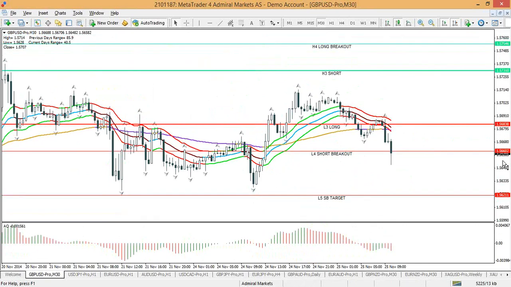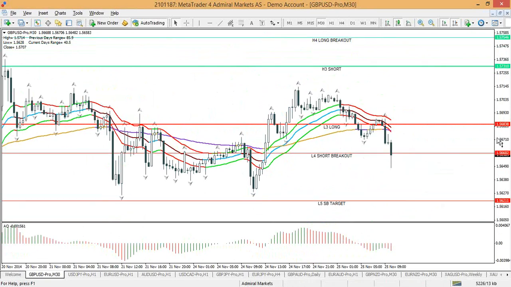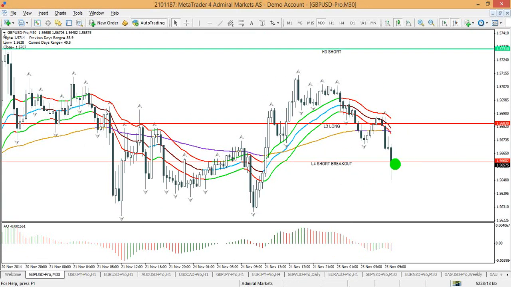And let's take a look. Yeah, we're at the L4 already. Wow. So from a Camarilla point of view, this is already in shorting territory. I guess from a Camarilla point of view, we would like to see a hook back to the L3, which could be a good short down to L5. All right, let's move over to the dollar yen.